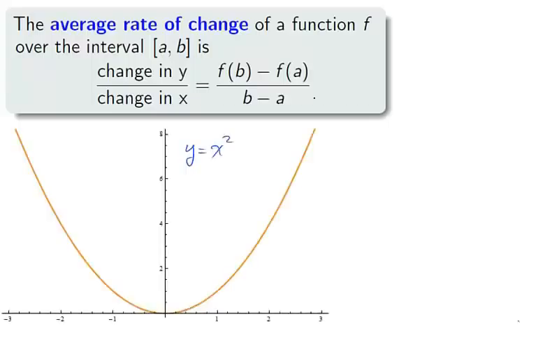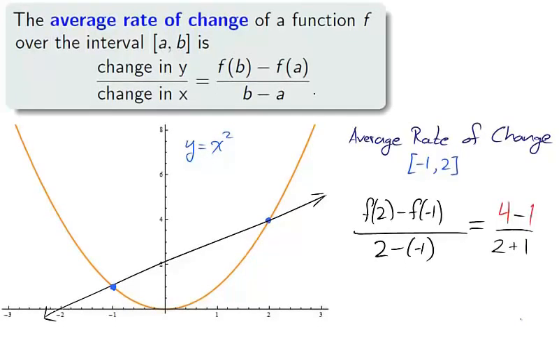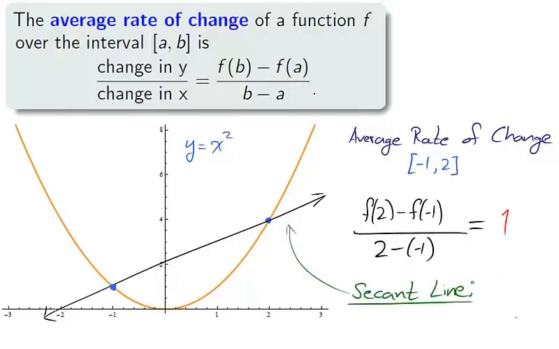Take, for example, the function y equals x squared. Say we were interested in finding the average rate of change between x equals -1 and x equals 2. We would use our equation for average rate of change, letting a be -1 and b be 2. As f of 2 is 4 and f of -1 is 1, we find that the average rate of change is 1. Keep in mind, the slope of the secant line is the average rate of change, so we can find the equation of the secant line using the point-slope formula.